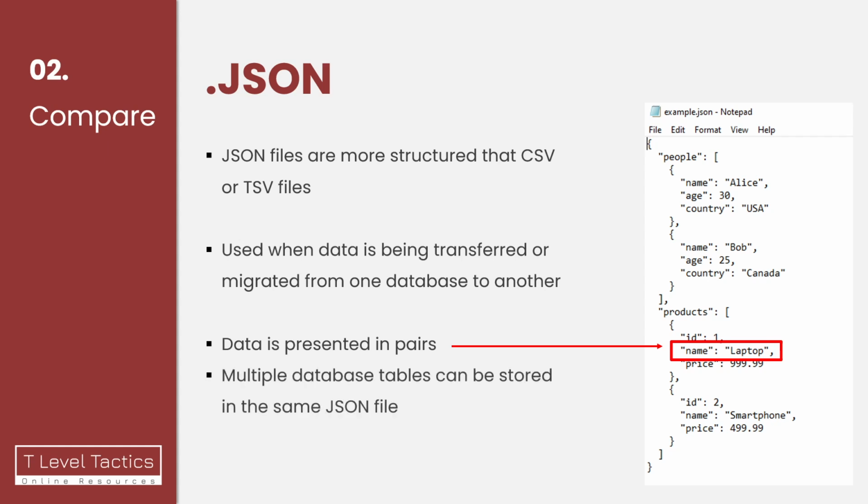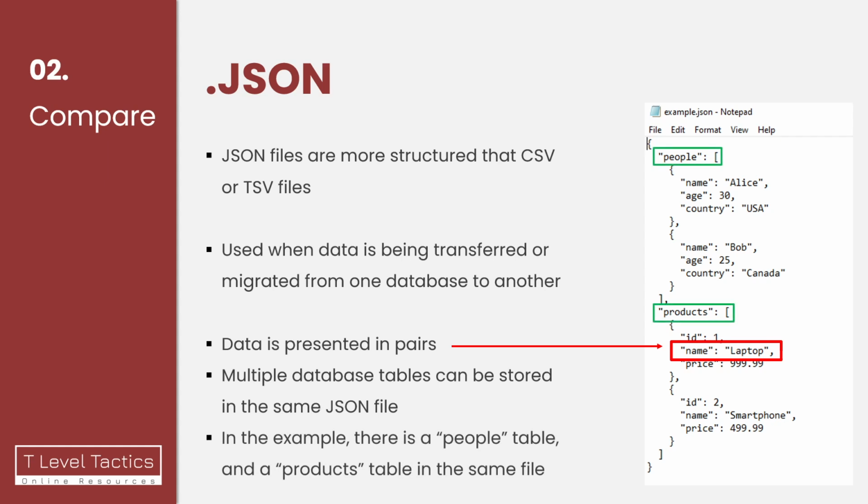Multiple database tables can be stored in the same JSON file, which makes it a lot more in-depth, a lot more flexible. And in this example, we've got a people table, and we've also got a product table, all in the same file. We couldn't do this in a CSV. We'd have to have two separate CSV files in order to store data for multiple tables.